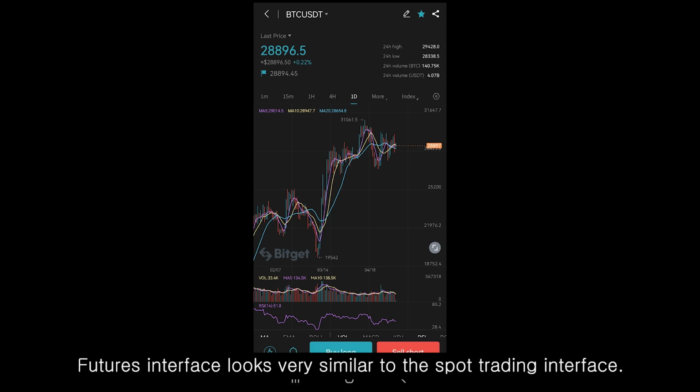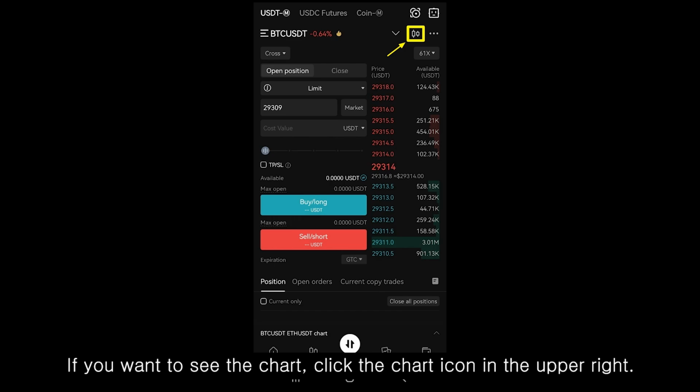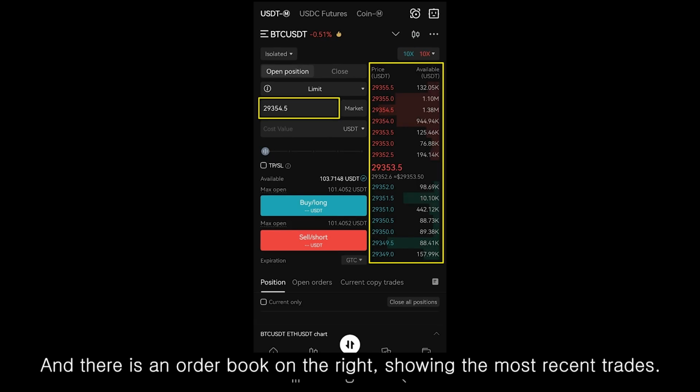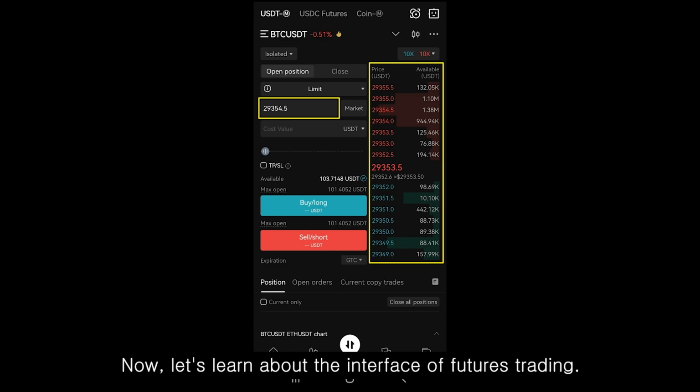The futures interface looks very similar to the spot trading interface. If you want to see the chart, click the chart icon in the upper right. And there is an order book on the right, showing the most recent trades. Now, let's learn about the interface of futures trading.